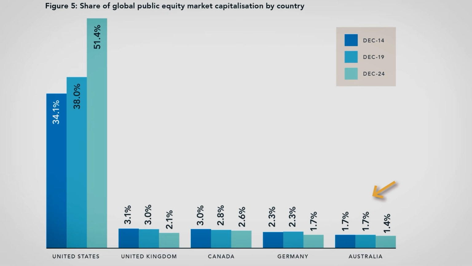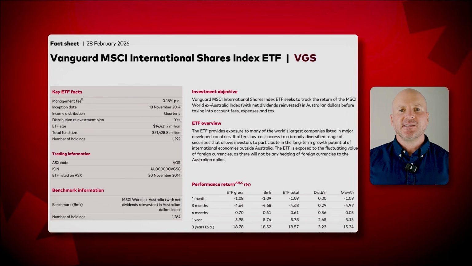Now let's get on to international equities, because the Australian share market represents less than 2% of global equity market capitalisation. And the areas that have driven a huge share of global wealth creation over the last decade, especially technology, are much less represented on the ASX. The main international option is VGS, the Vanguard MSCI Index International Shares ETF. It tracks the MSCI World ex-Australia Index in AUD, charges 0.18% per year, and has about 14.4 billion in the fund, making it the second largest ETF in the Australian market.